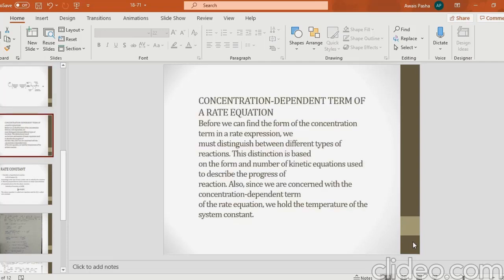If we talk about the concentration dependent term in the rate of reaction, before we can find the form of the concentration term in the rate expression, we must distinguish between different types of reaction. The distinction is based on the form and number of kinetic equations used to describe the progress of reaction, how the reactions are going on. Since we are concerned with the concentration dependent term in the rate equation, we hold the temperature of the system constant because we are discussing the effect of concentration.